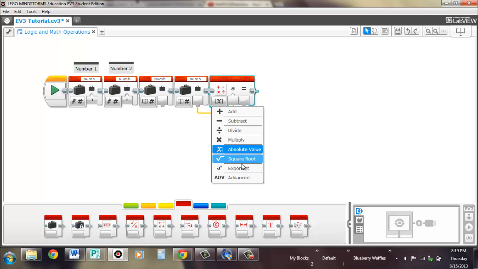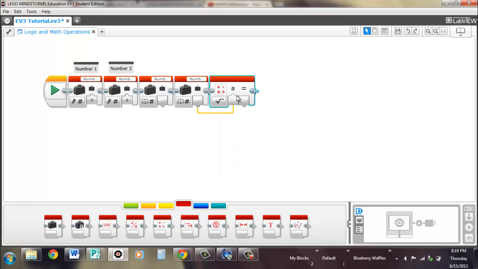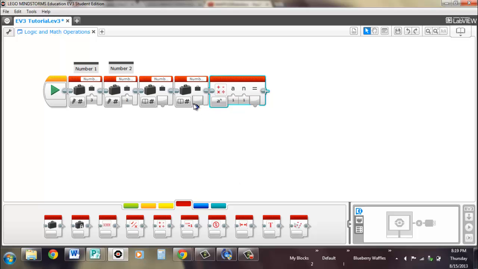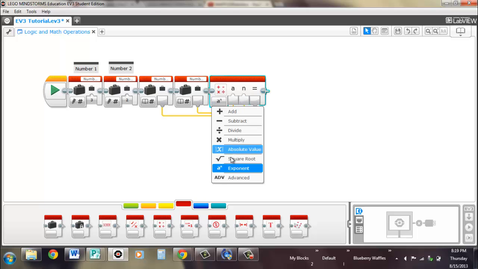I won't get into how these actually work. It's pretty simple. Square root, you just have one value and then you square root it and you have an output. I'm not going to get into math concepts because you can look that up on Google. A to the power of n, basically anything that's plugged into A is going to be your base number, and n is going to be your exponent.